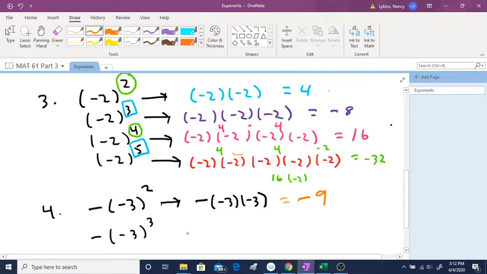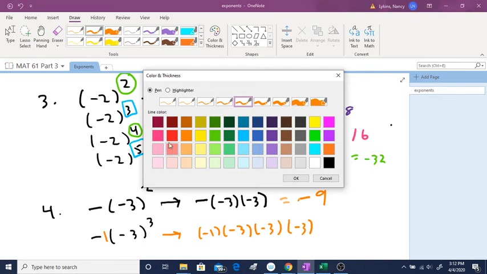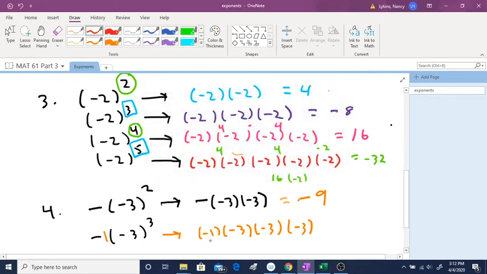Now what happens when I have it to the 3rd power? So in this case, you could do this. You could treat this negative as a -1. And then you could say -3. You got 3 of them. Now watch to see how many negatives we have. We have 1, 2, 3, 4. That is an even number. So it means my answer is going to be positive.